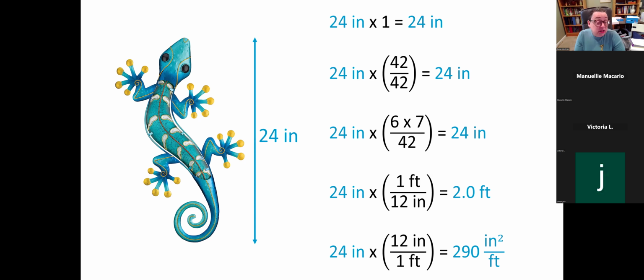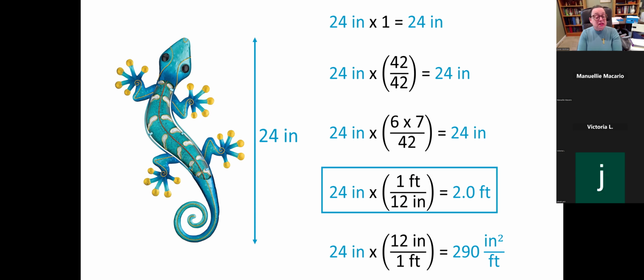And I have no idea what that unit looks like. I don't know what it means. It is correct. It is valid. We multiplied by 1. My gecko stayed the same size. He's sitting over there still the same size he was when we started this problem. But that answer isn't helpful, is it? That's not a helpful conversion. We did convert the units from inches into inches squared per foot, but that's probably not what we were trying to do. So we were most likely trying to convert things into feet.